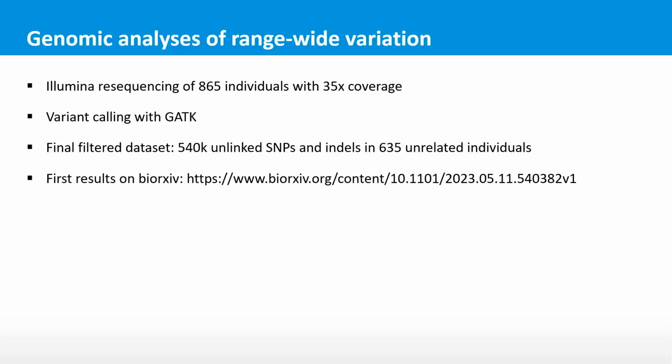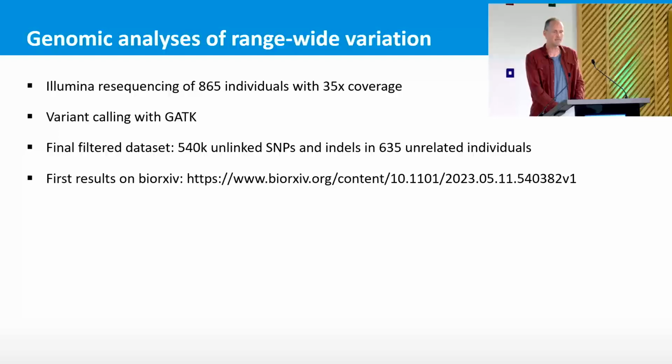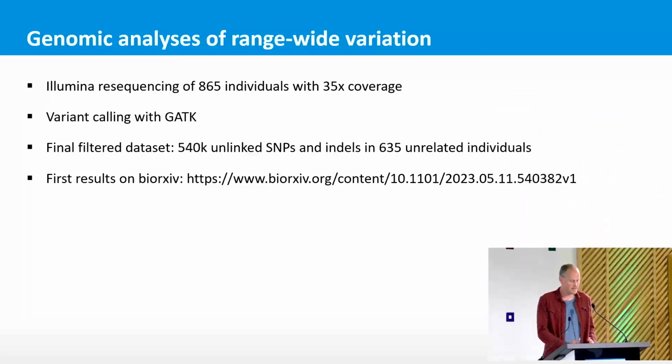In the first resequencing experiment, we managed to get Illumina sequencing data of 865, so more or less 9 individuals per population. And we used relatively high coverage to be able to also relatively confidently call rare alleles. We did the variant calling with GATK, and our final filtered data set consists of 540,000 unlinked SNPs. And we had to remove some related individuals for our landscape genomics analysis. As Christian mentioned, we always have some cousins and half-sibs, so we are left with 630 unrelated individuals. And the first results are uploaded to bioRxiv, so if you're interested in more details of the data set or the bioinformatics, check out the preprint.